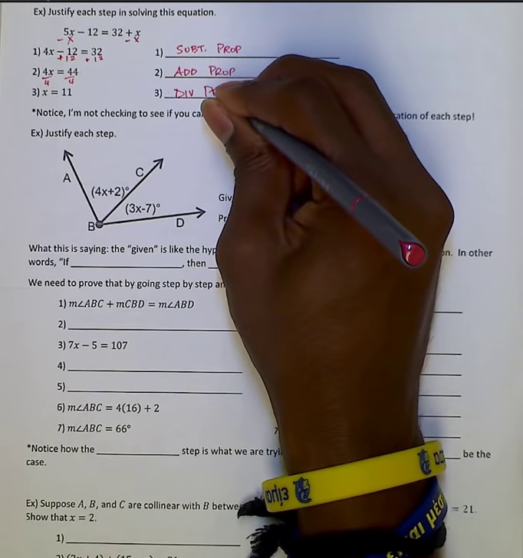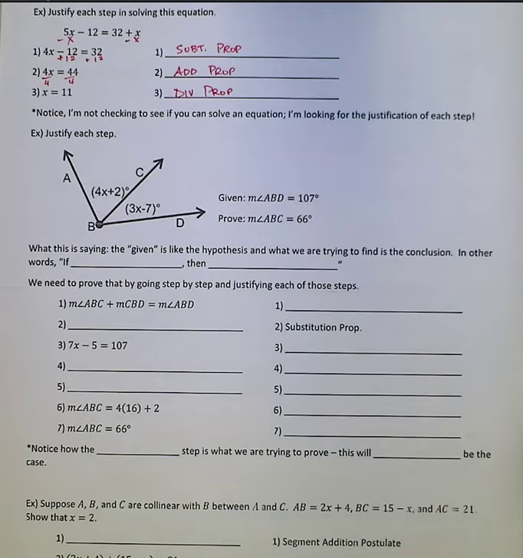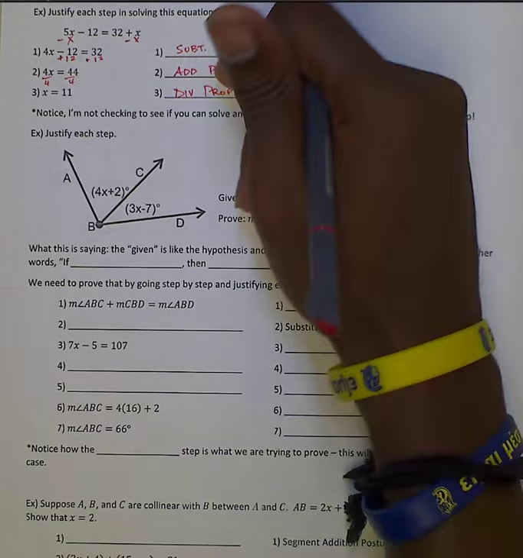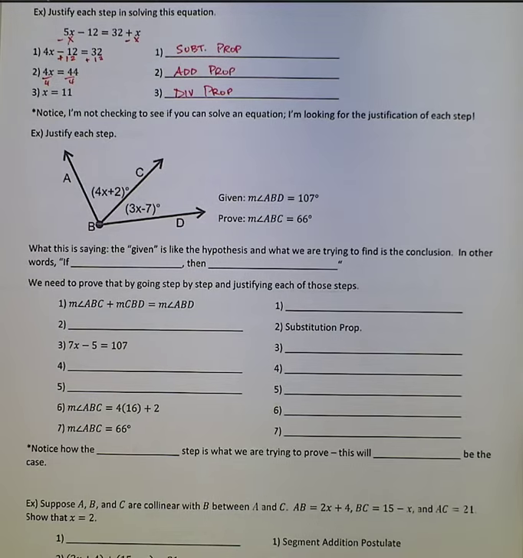Okay. Typically, I like to think of this as somebody asking, well, why? So if 5x minus 12 equals 32 plus x, then 4x minus 12 equals 32. Why? Well, because we subtracted. Then that means 4x equals 44. Why? Well, because we just added 12. Then that means that x equals 11. Why? Well, we divided by 11. So notice that this is just the justification. We're giving the reason each time.